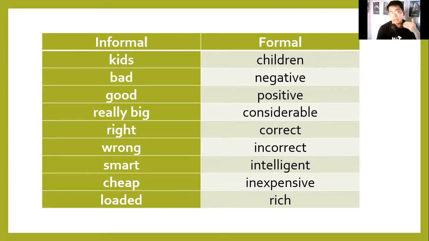Instead of using "smart," we use "intelligent" in formal language. Instead of using "cheap": "The product that you sent us is cheap," so it sounds informal. So we use "The product you sent us looks inexpensive." Inexpensive. Then we have "loaded." Instead of using "loaded," we use "rich."